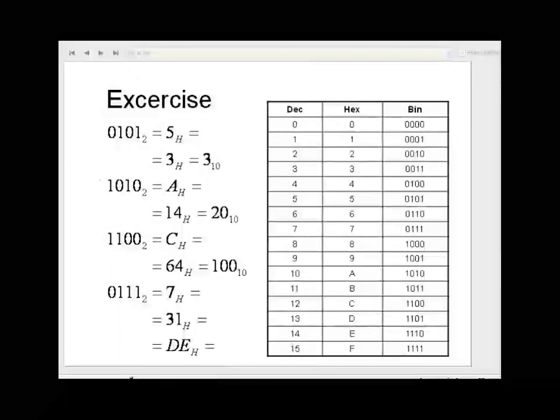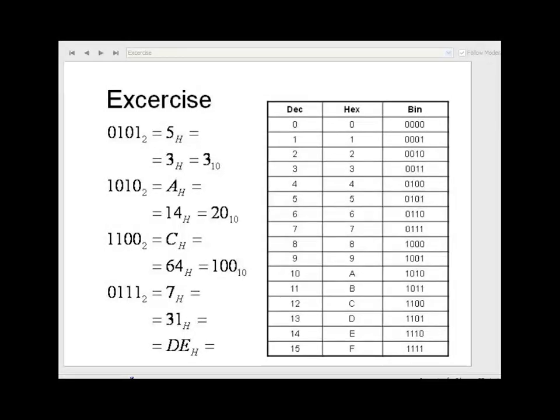Now, what I've got here is an exercise for you to do. I'm going to give you 25 minutes to do this exercise.